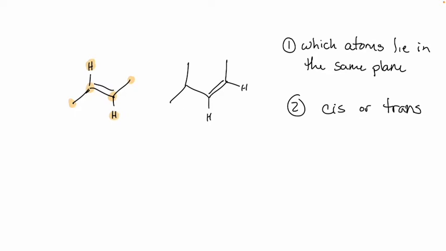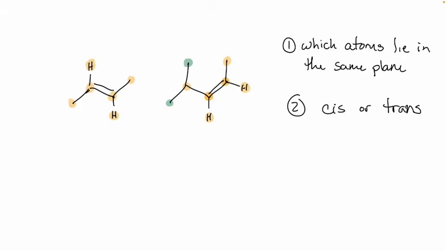Okay, so moving on to my next example here, again, I'm going to look at my carbon and all 3 things that it's bound to are in the same plane. I'm going to hop over to the other side. It's also true for this carbon here. So these 2 methyl groups are not in the same plane. Everything else in orange there is.